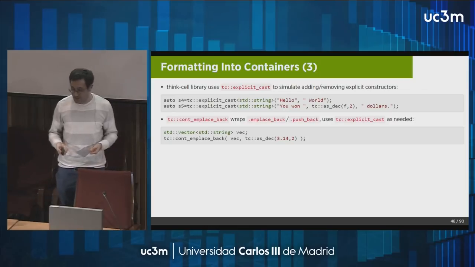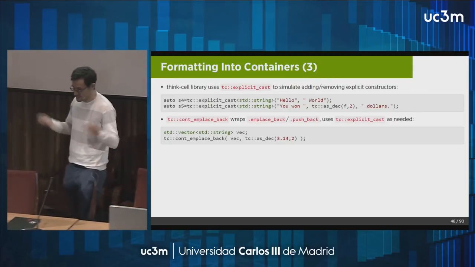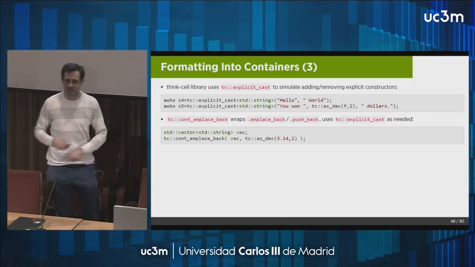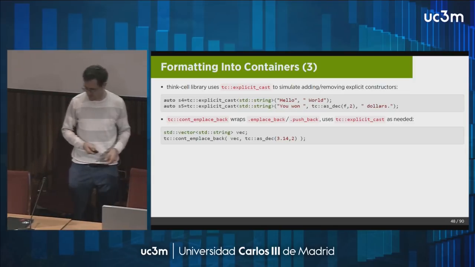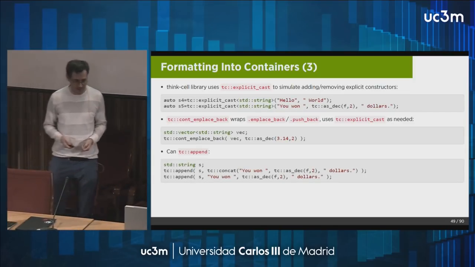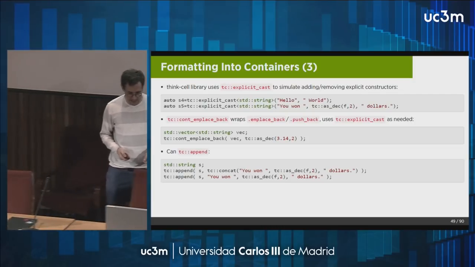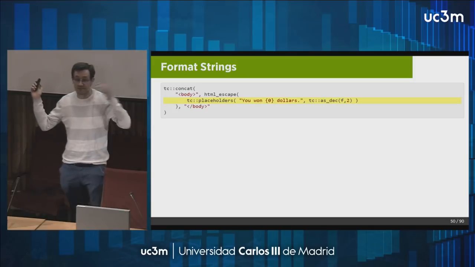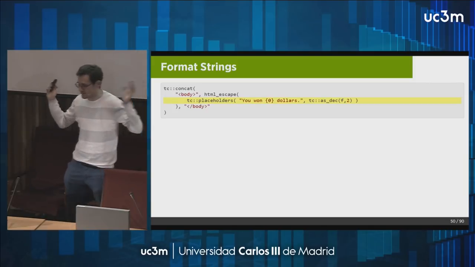So you can write something like this now in the library. You have a vector of strings, and you can just simply emplace_back an sdec, and it will get automatically converted into the string and added to the vector. Now, there's also an append. Again, variadic parameters are allowed. They're automatically concatenated.